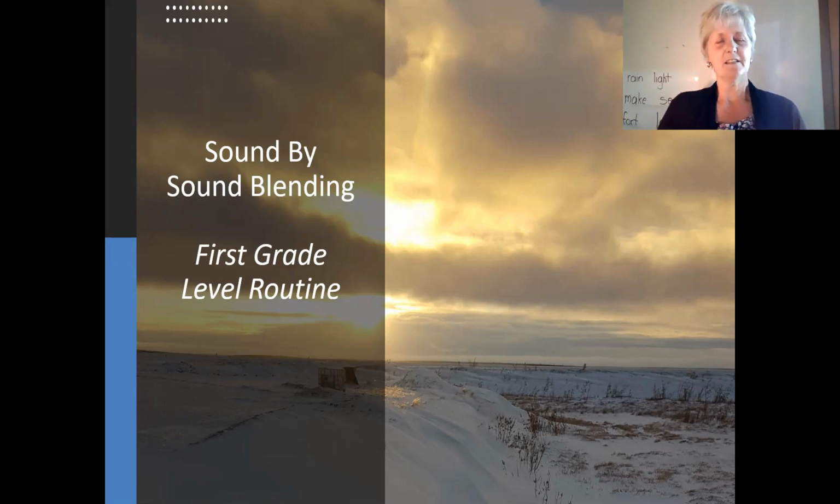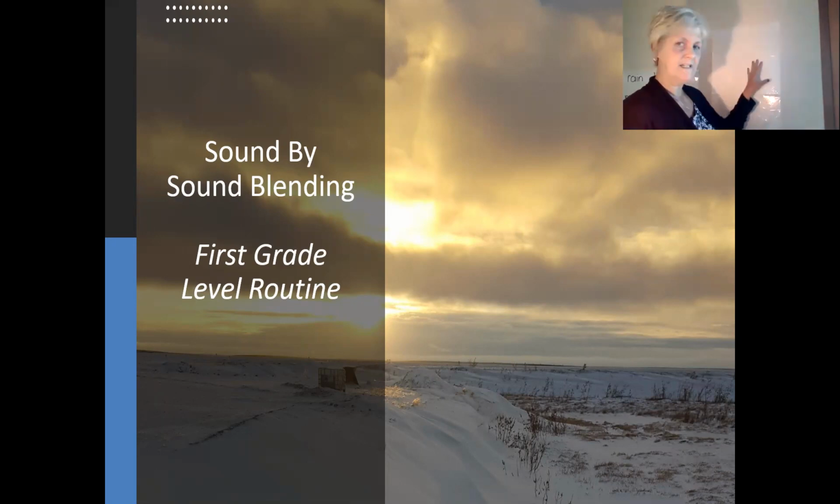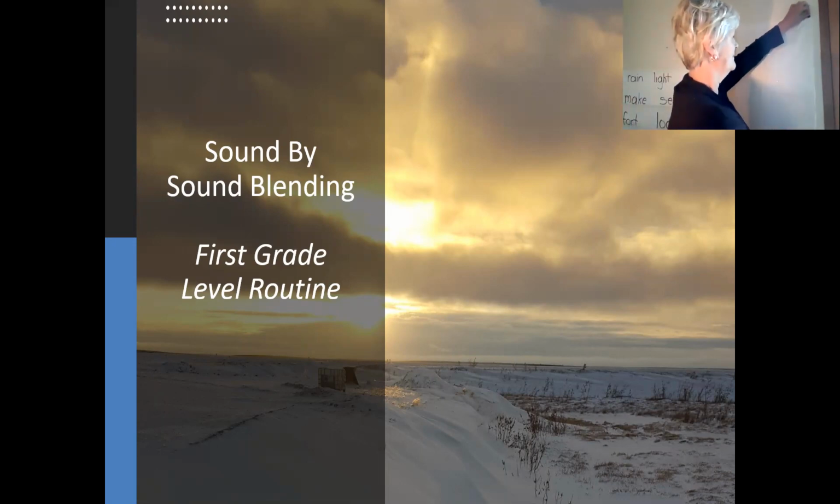The other thing is that some of your reading programs will have continuous blending up in first grade and second grade. And I just wanted to reiterate that that is something we want students to be able to do by the end of kindergarten. We want them to be able to blend those sounds together, because the next thing they get into is called unitizing. And that is what the sound by sound blending routine is meant to do. So with the sound by sound blending routine, you actually have a blank piece of paper or a blank board.